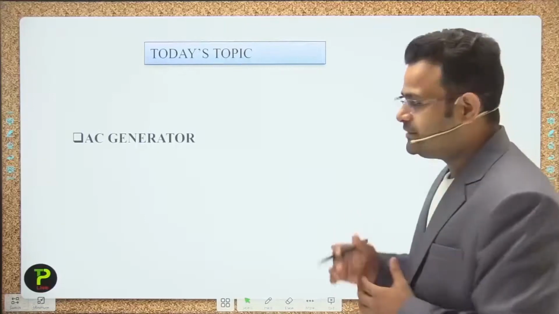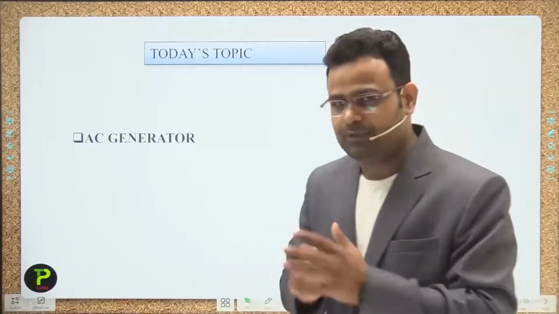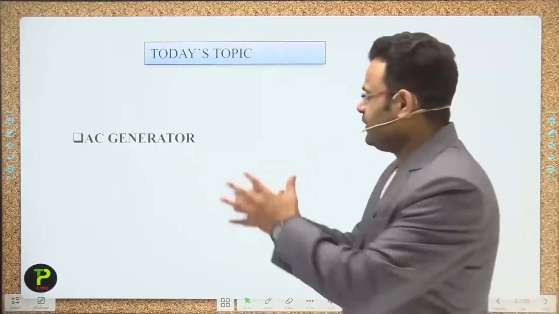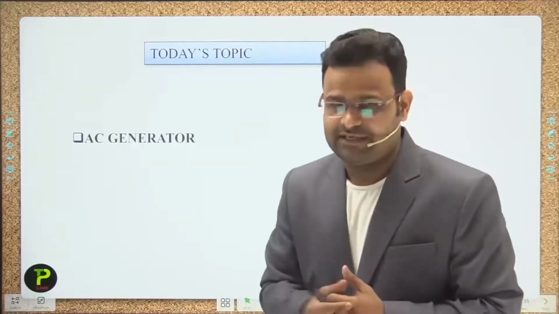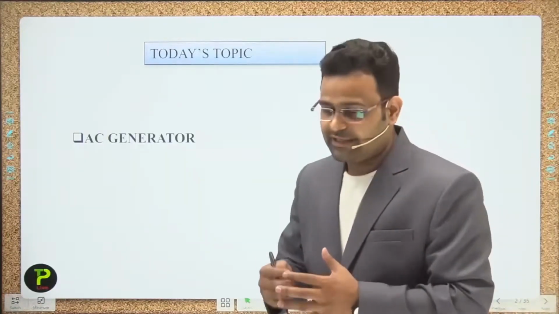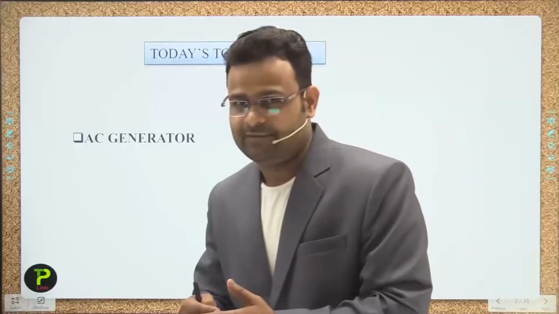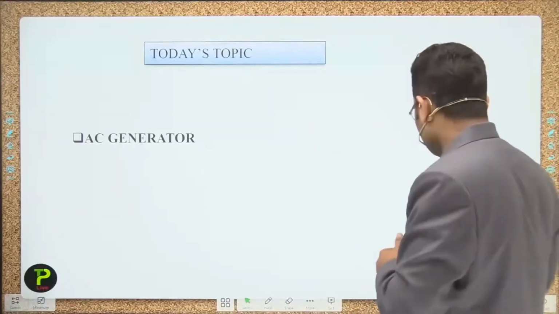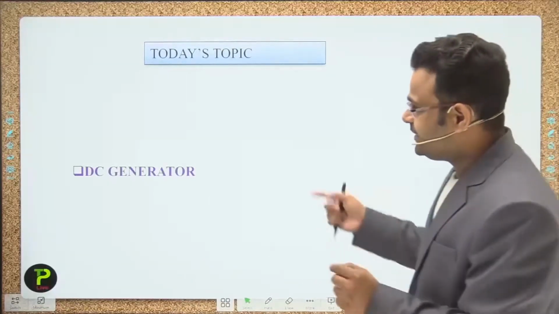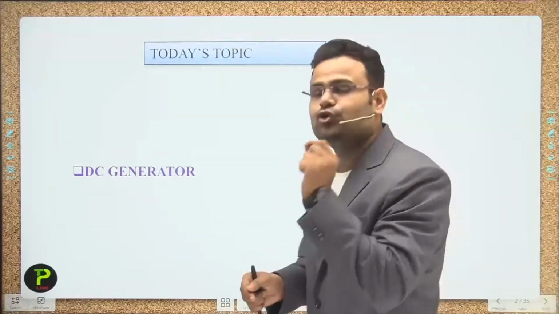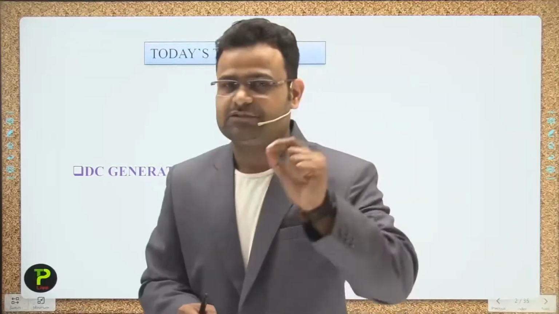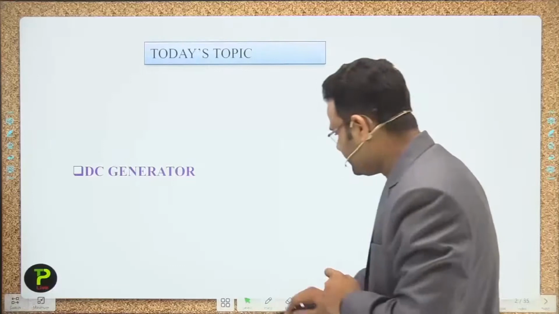So the transformer is a useful device to increase and decrease the potential, or you can say the voltage. After the transformer, we will discuss the AC generator, how we can generate alternating current. Okay students, the next topic is the DC generator. So there are two terms coming: the first one is AC, the second one is DC.